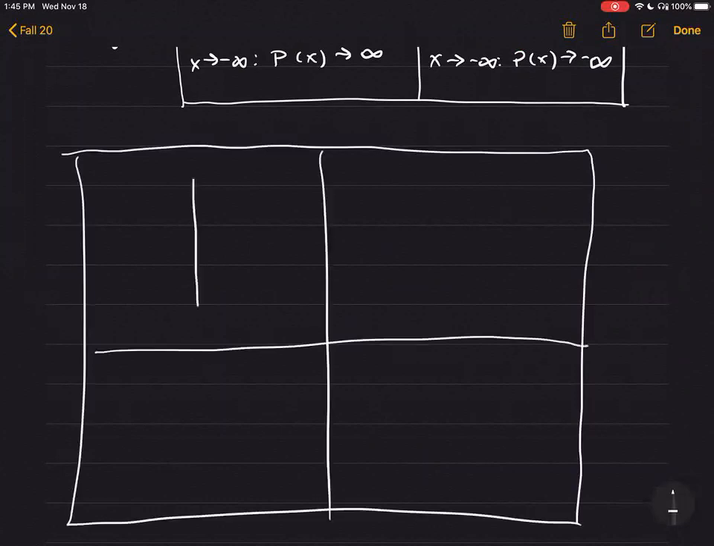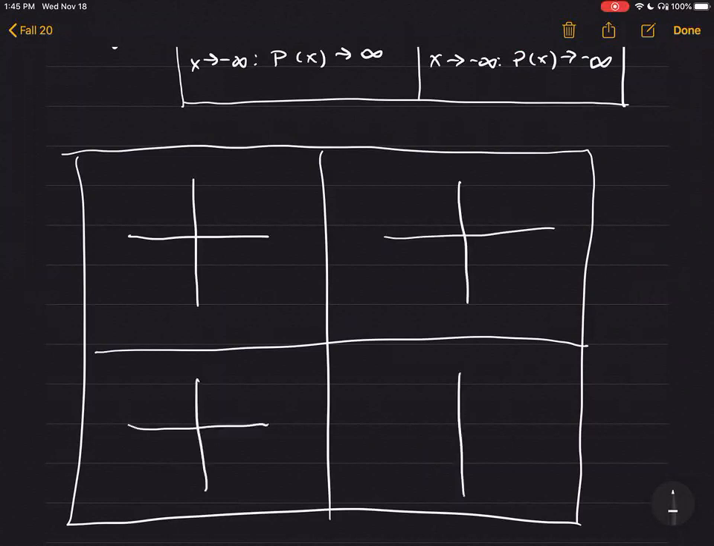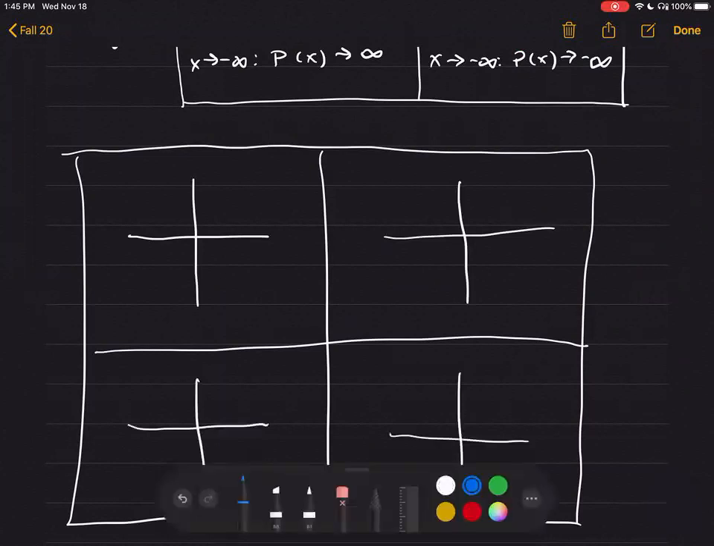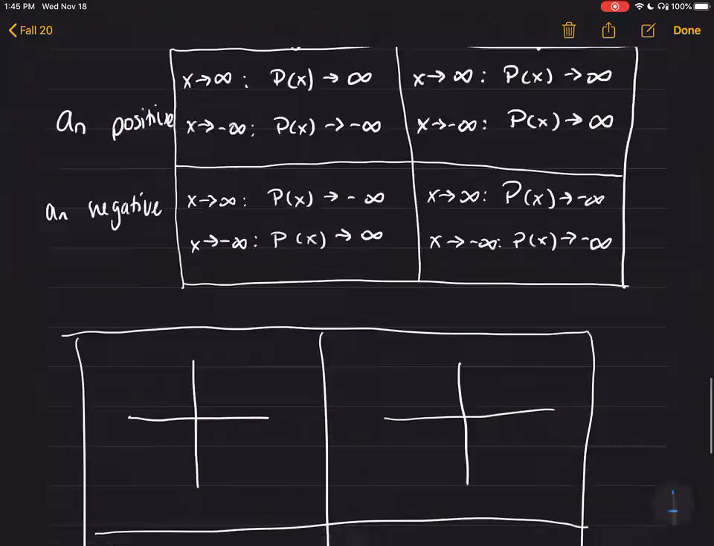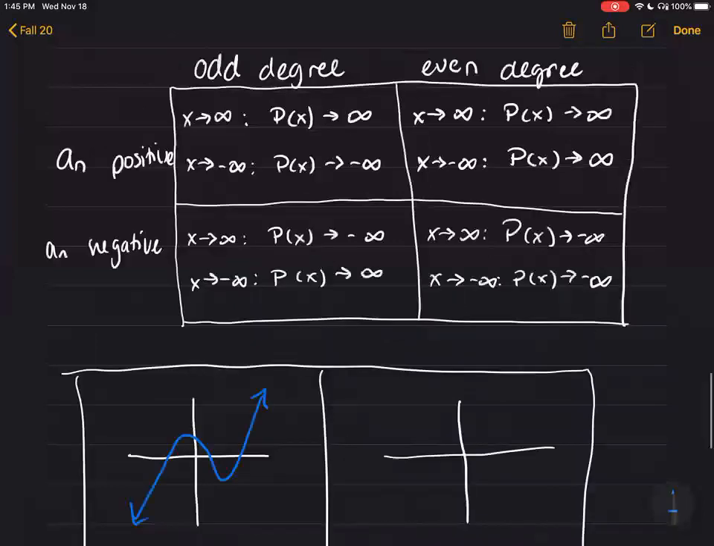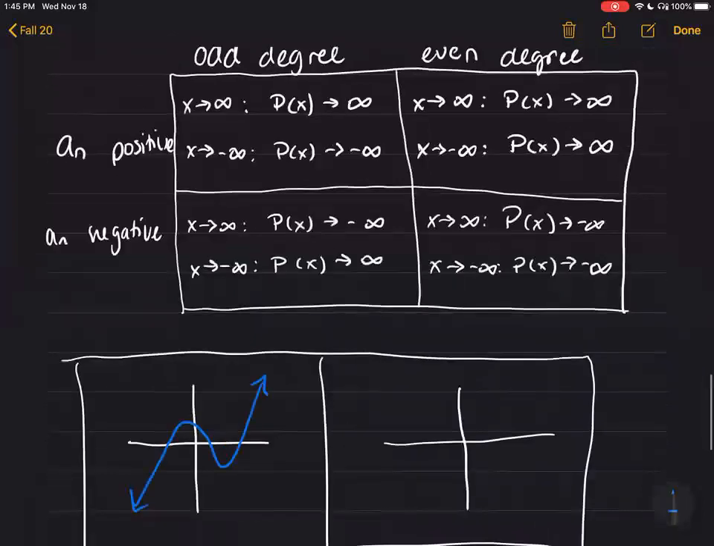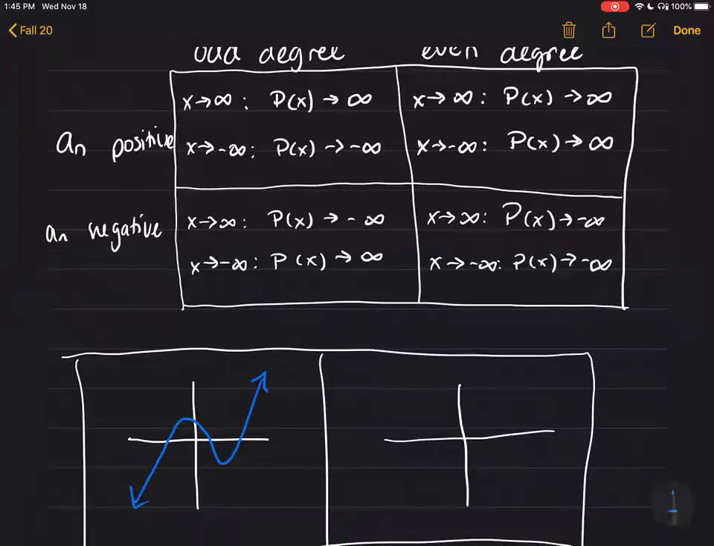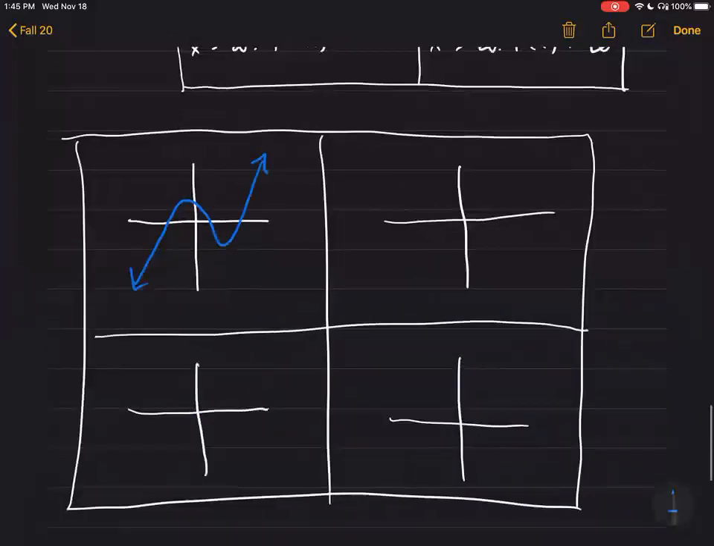So we have our 4 cases. When we look at pictures of what's going on, if we have odd degree and an is positive, we're going to get something that maybe looks like this, which is why as you go further right, it gets bigger and bigger, and further left, it goes more and more negative. And then if an is negative, it flips it about the x-axis in a way, and you might get something that looks like this. So as you go more and more off to the left, it goes up and up and up, and vice versa.